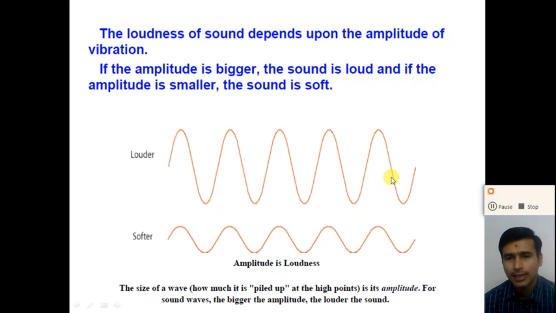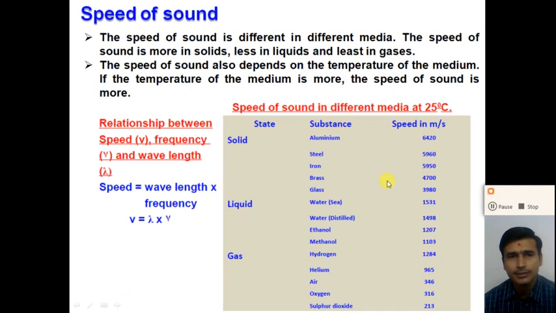Now the last characteristic of the sound wave, that is the speed of the sound wave. The speed of the sound is different in different media. The speed of the sound is more in a solid, less in a liquid, and least in a gaseous medium, right? We know that the sound wave can travel in all three media: solids, liquids, and gases. But the speed of the sound is different in different media. The speed of the sound is more in a solid medium, less in a liquid medium, and minimum in a gaseous medium.